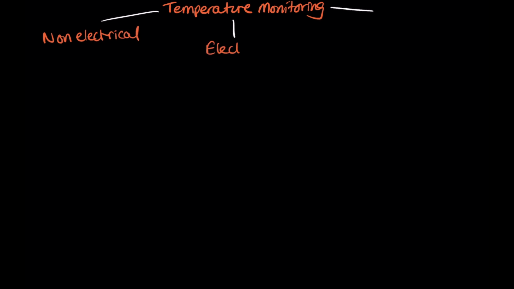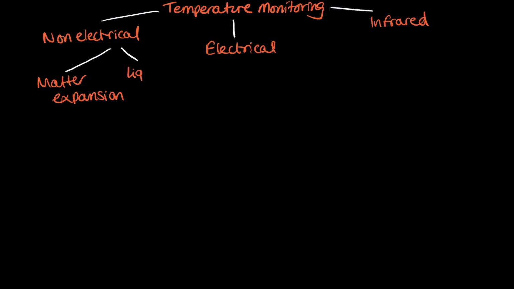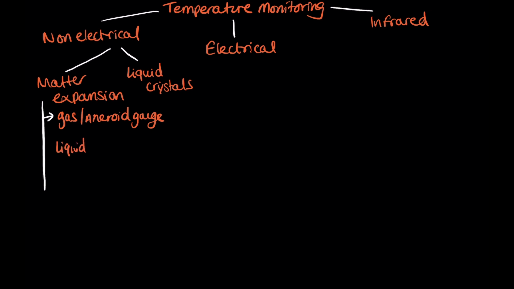To classify temperature monitoring methods, you can classify them into non-electrical, electrical, and infrared. Non-electrical methods include gas, liquid, solid expansion, and liquid crystal methods. The classic example of a gas expansion method is the aneroid gauge. Aneroid basically means there's no water in it. Here, the gas inside the gauge heats up, expands, and the pressure pushes the needle on a dial. The dial is then read. Although not used for temperature clinically, the principle of it is used every day to check the cuff pressure when intubating.